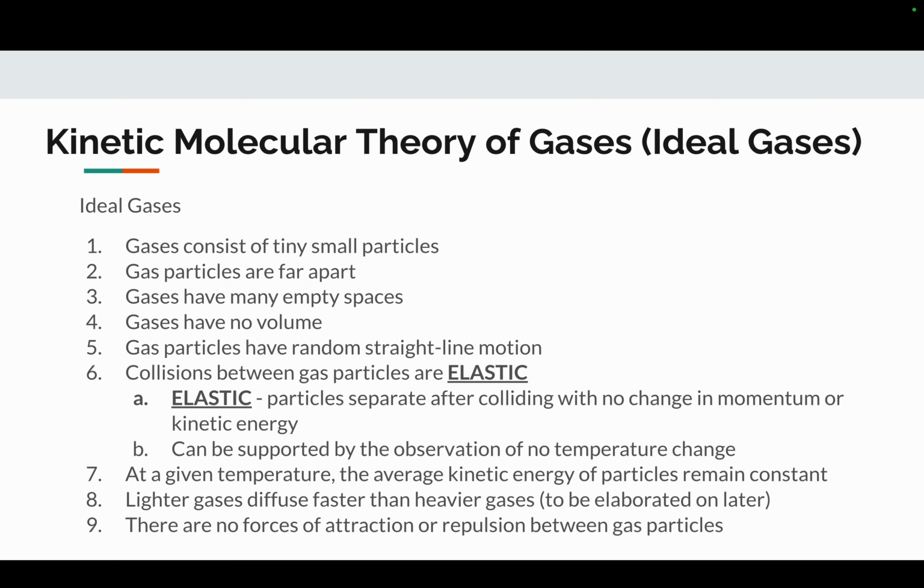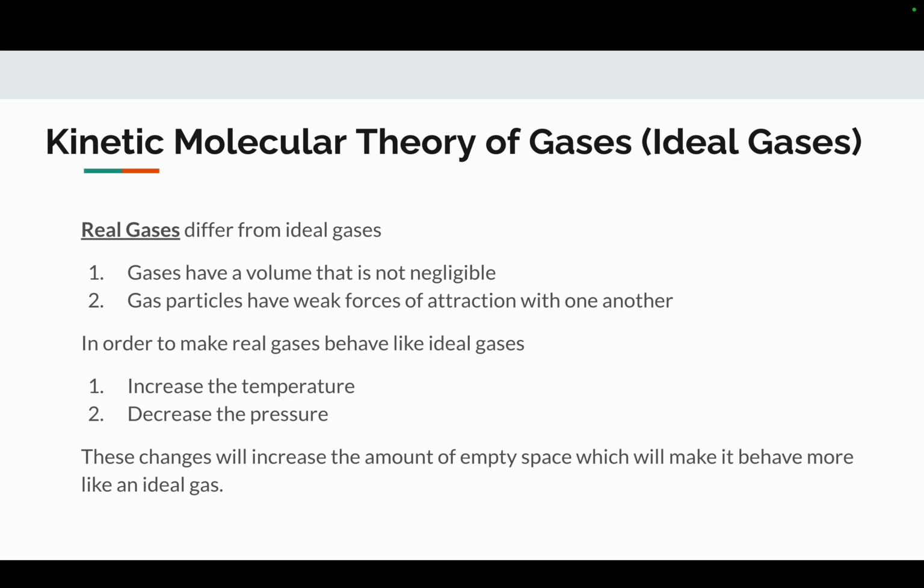Now, for rule number 8, lighter gases will diffuse faster than heavier gases. That feels pretty intuitive if you really think about it. And number 9, there are no forces of attraction or repulsion between gas particles. Now this is all under ideal circumstances. Two different gas particles won't attract each other, and they won't repel each other. That's it. But we don't exactly live in an ideal world.